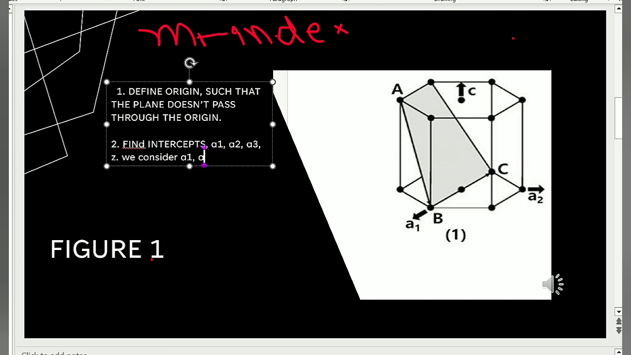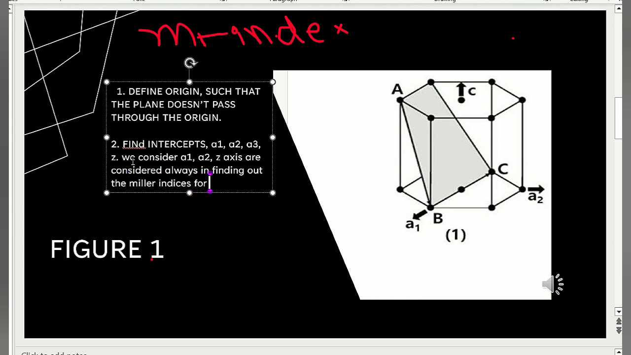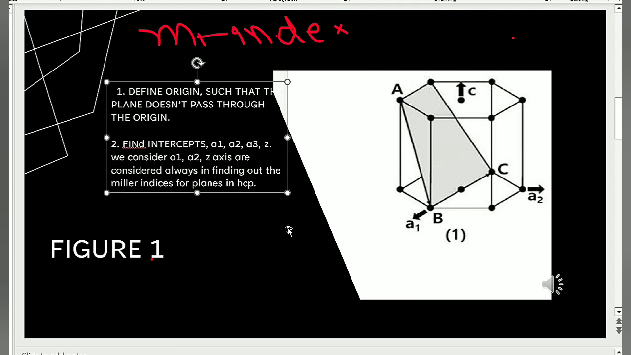The axes that we consider, A1, A2 and Z axis, are considered always in finding out the Miller indices for planes in HCP. Whenever you are finding out Miller indices in HCP, whether it's for plane or for directions, the 3 axes that you are going to consider will be A1, A2 and Z axis.